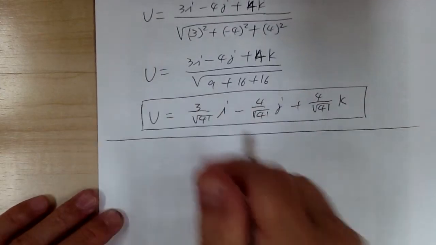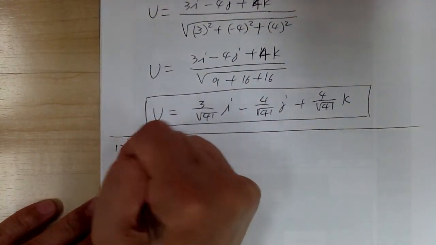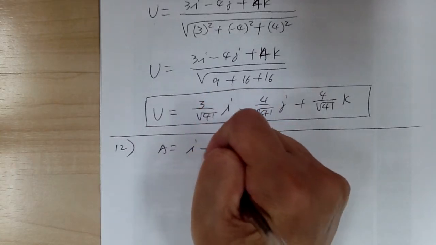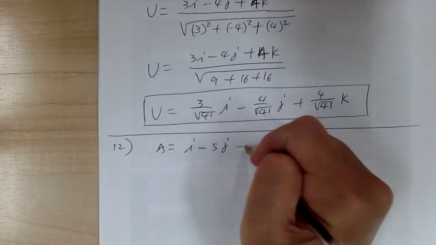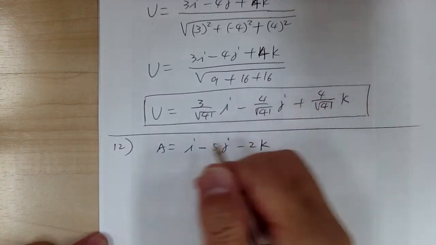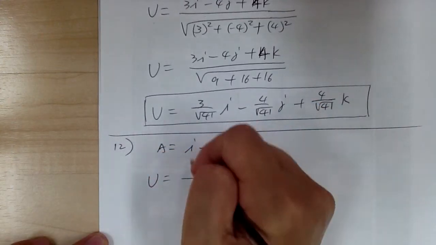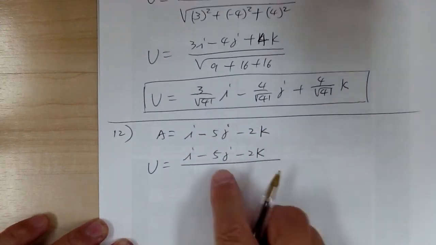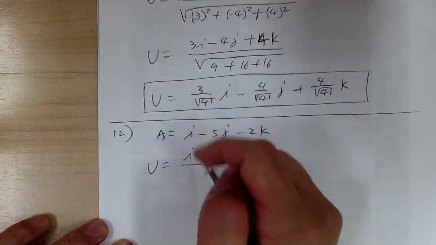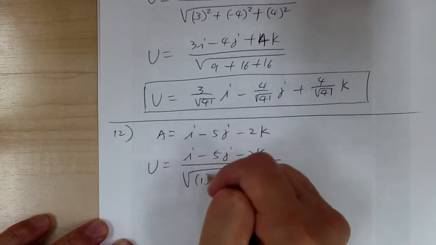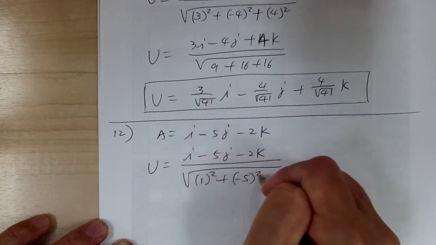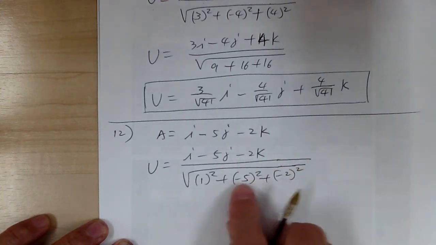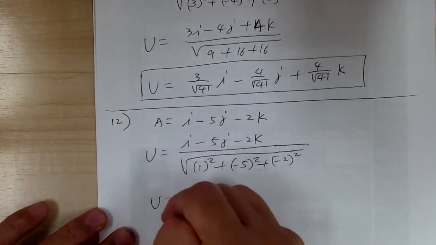Okay, let's go to number 12. Same thing. Number 12, you have i minus 5j minus 2k. So for the unit vector, first get the direction correct. Now to get the correct length, you have to divide by the length of itself. If you want to, you can drop the negative, because when you square, the negative is going to go away anyway.